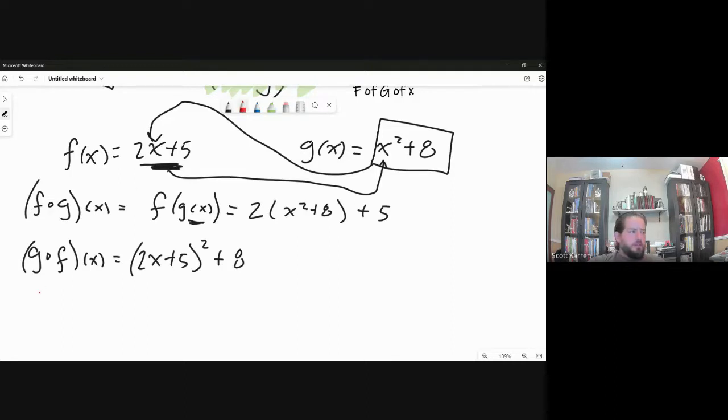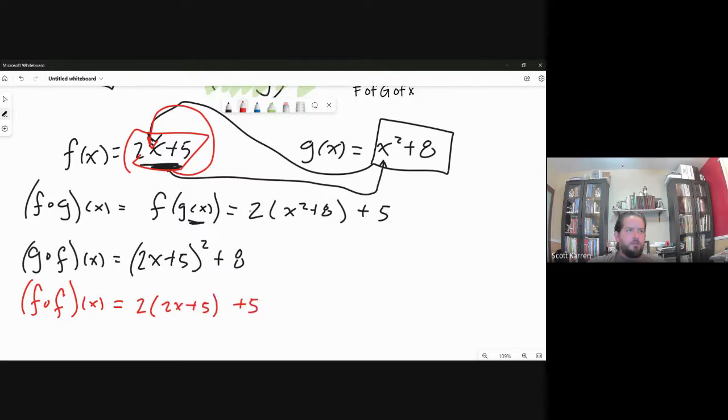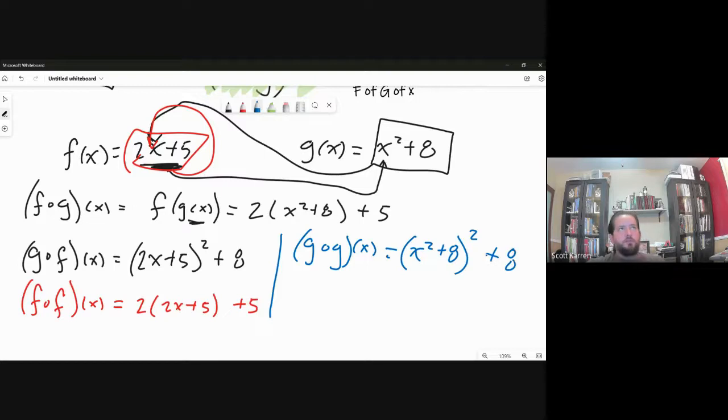We might also find something similar like f composed of f. F can compose of itself. It's a nested function. And so we would take 2x plus 5 and input it into itself, into another 2x plus 5. So 2 times, instead of the x, I get 2x plus 5, plus 5. Similarly, g composed of g, or g of g of x, would be x squared plus 8 in for the x term of another x squared plus 8. And so we end up with that.